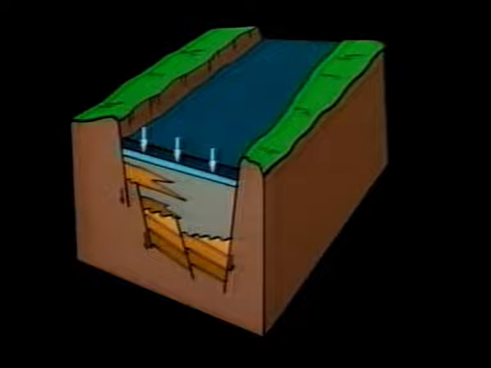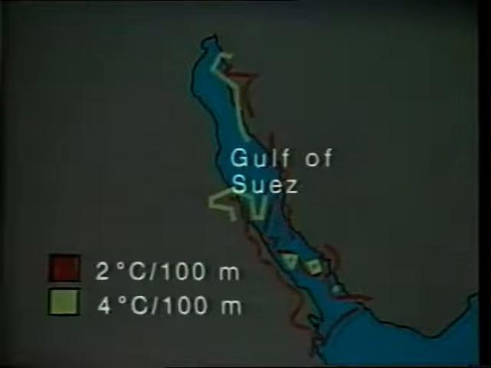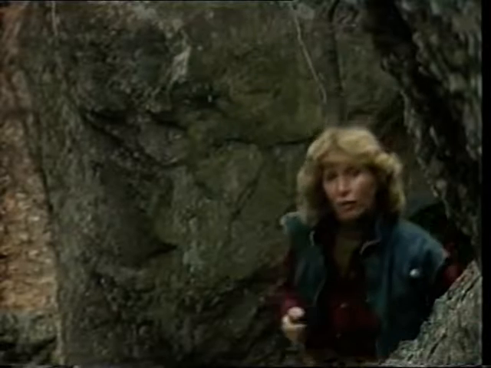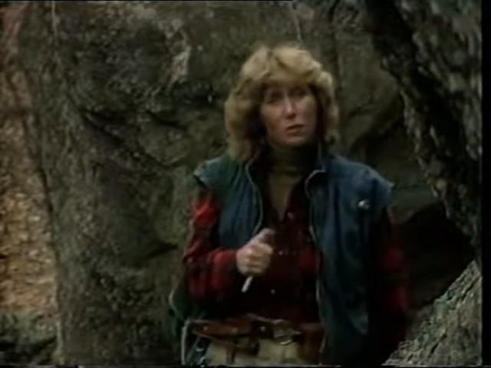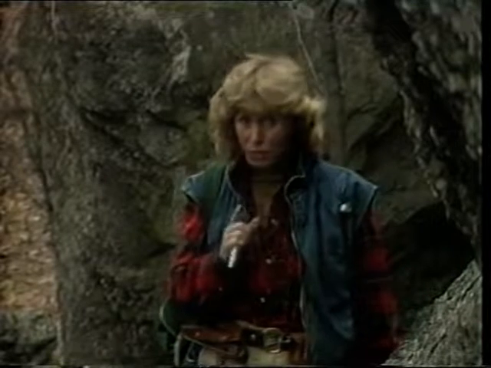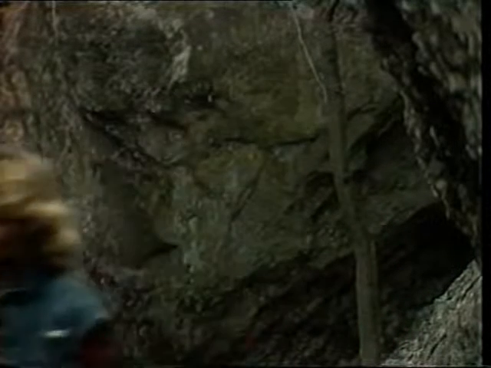Basin restriction frequently produces evaporite seals, as in the Suez Basin. Geothermal gradients in rift basins are frequently higher than average. This isothermal contour map of the Gulf of Suez shows gradients that range from 2 to 4 degrees centigrade per 100 meters. For these various reasons, rifts can be quite petroleum-rich basins, even though they're small in size.